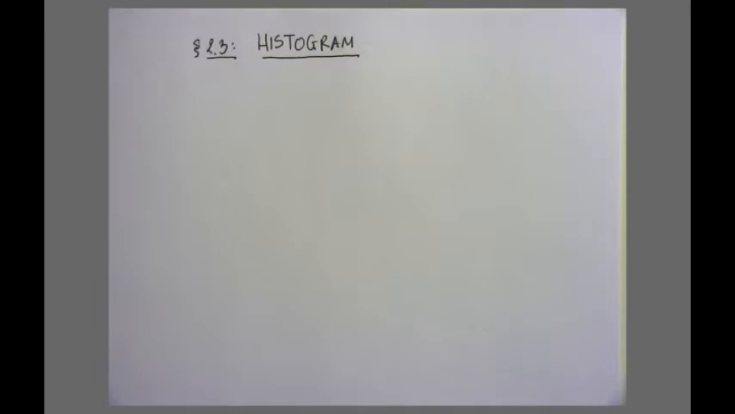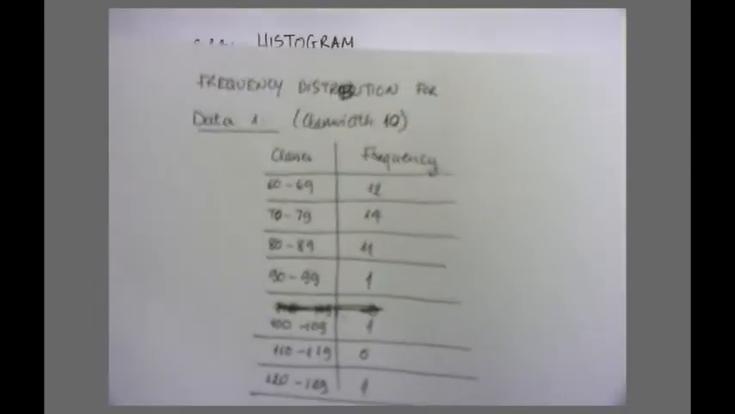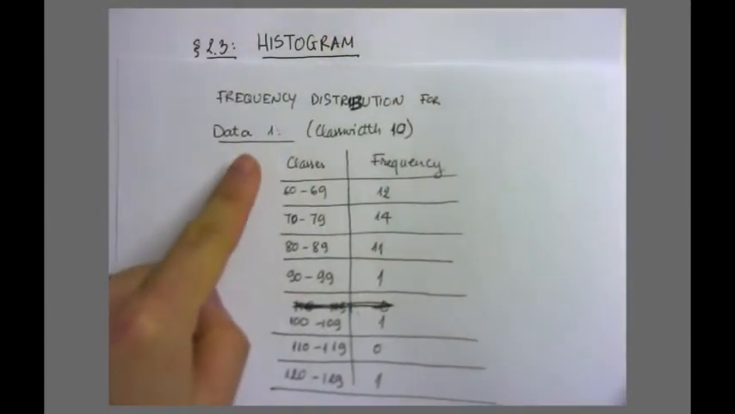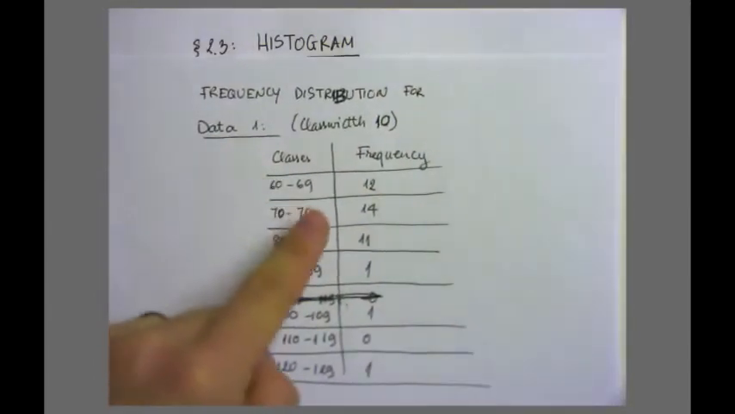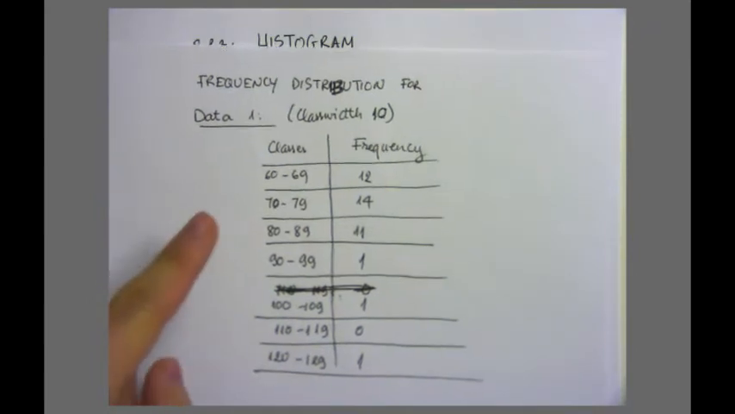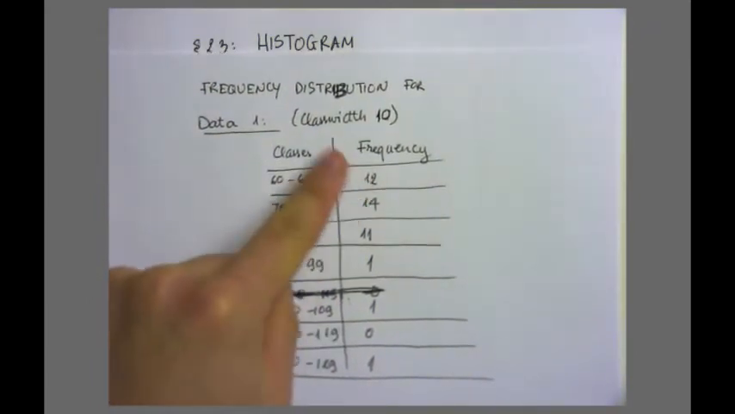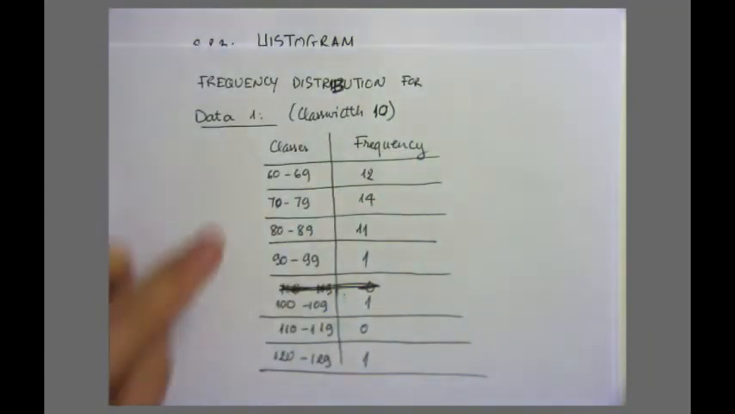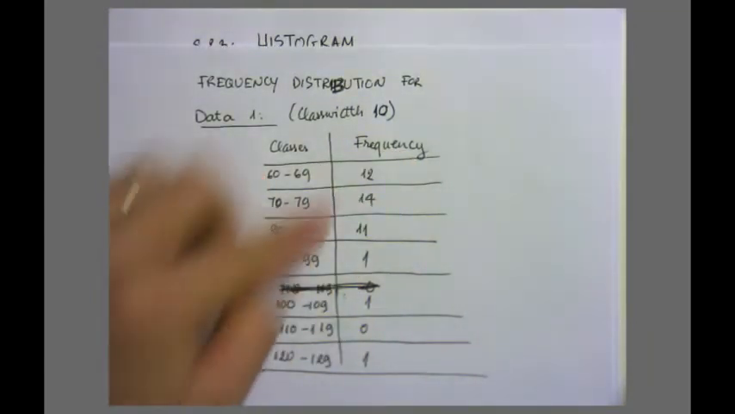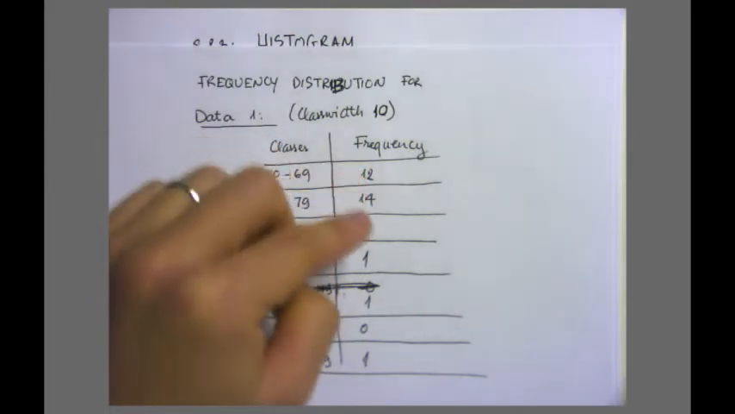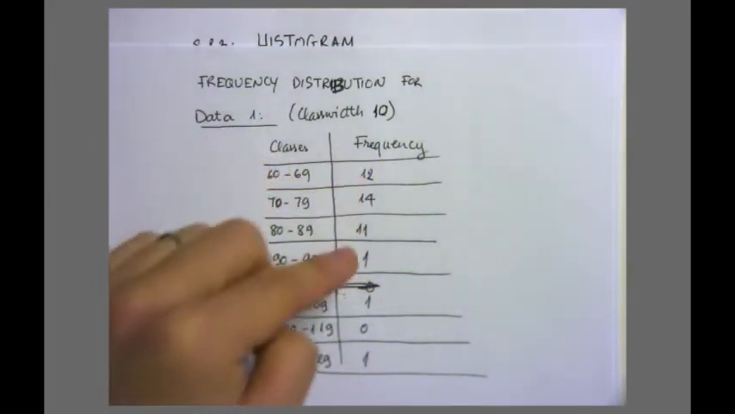So now taking the class frequency distribution we had earlier for data 1. This is data 1 we're looking at, and here's the class frequency distribution. Notice that on this particular chart I'm using class width 10. Once again, these are all my classes, and these are the corresponding frequencies for each class.